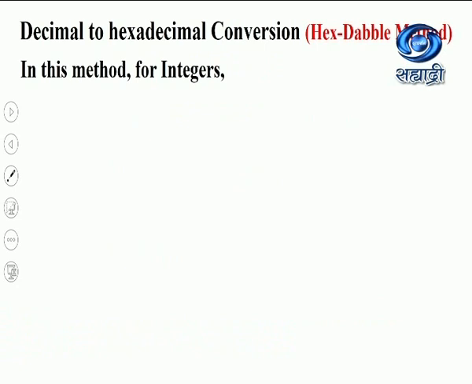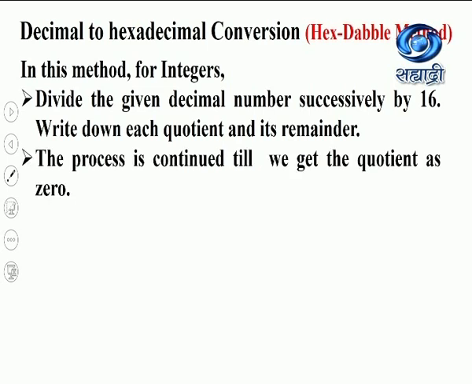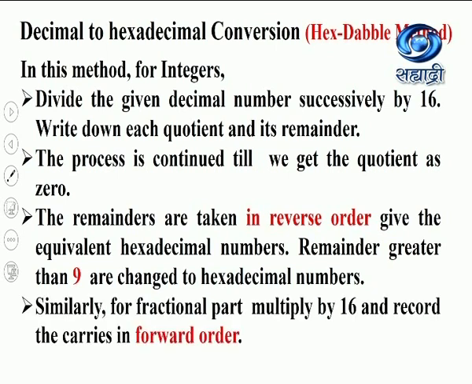In this method, decimal to hexadecimal conversion, that is the hex double method, for integers, divide the given decimal number successively by 16, writing down each quotient and its remainder. The process is continued till we get the quotient as 0. The remainders are taken in reverse order to give the equivalent hexadecimal number. Remainders greater than 9 are changed to hexadecimal digits. Similarly, for the fractional part, multiply by 16 and record the carries in the forward order.